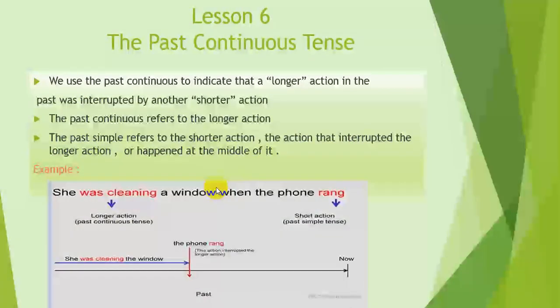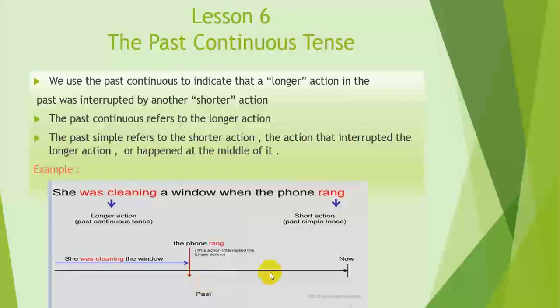Look at this here. Read the sentence. She was cleaning a window when the phone rang. So this girl, she was cleaning. That's the long action. Yes, she was cleaning, but something interrupted her cleaning. Something like at the middle of her cleaning, something happened. What happened? The phone rang.